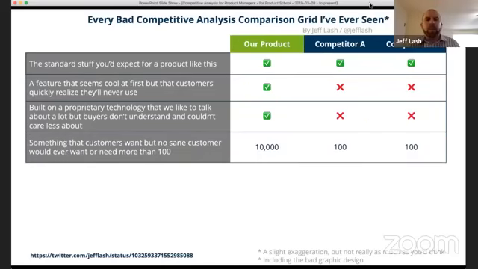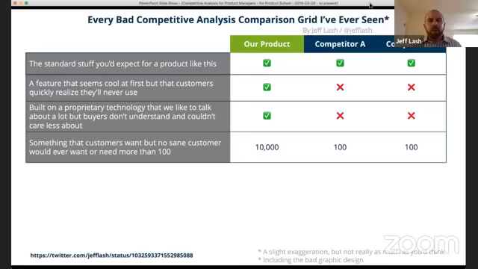I see a lot of comparisons where they say, oh, we have 10,000 of X, or we allow you to store this amount of data. And it's like, the reality is no one wants to store that much data. So if a customer needs 100 widgets or units of something and you have 10,000, it doesn't really matter because they don't place any additional value beyond the 100.